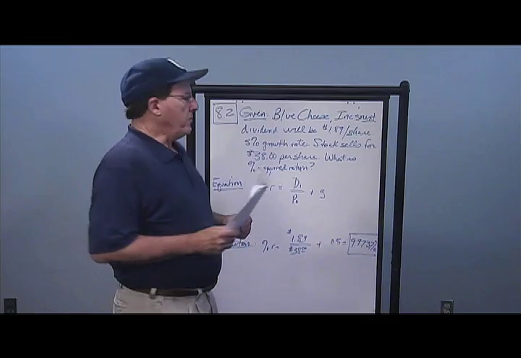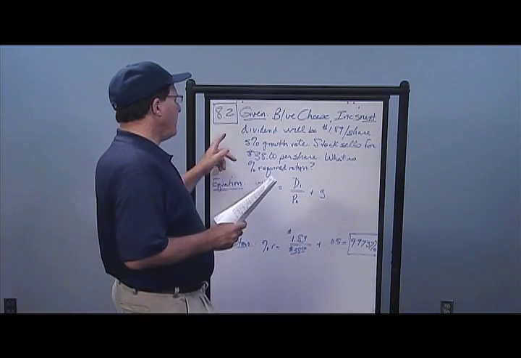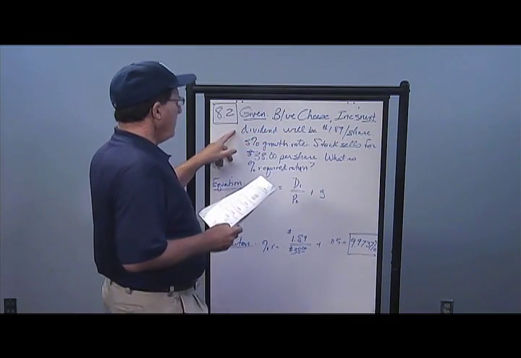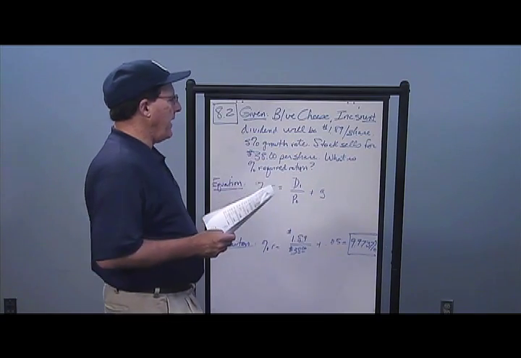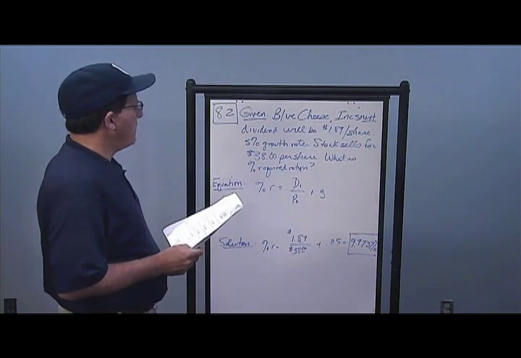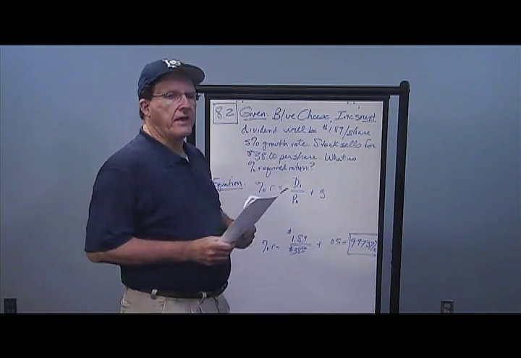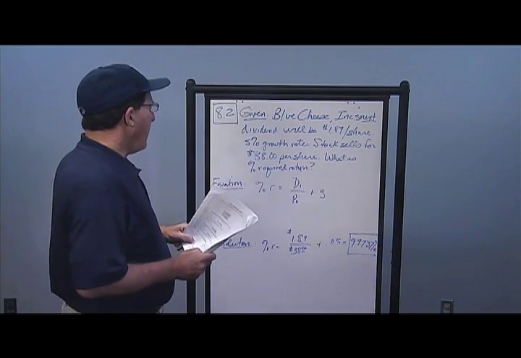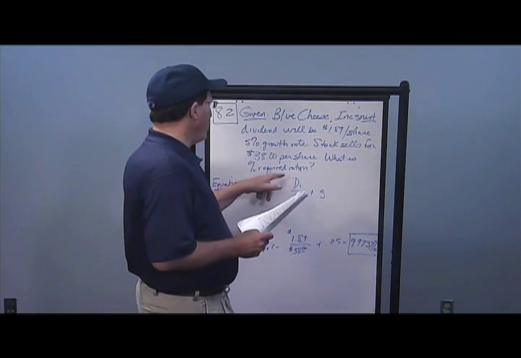In problem number 2, Blue Cheese Incorporated's next dividend. Next is the key word. Dividend D1 will be $1.89 per share, with a 5% growth rate, G. The stock sells for $38 a share today, P0, the current stock price. What is the required rate of return?